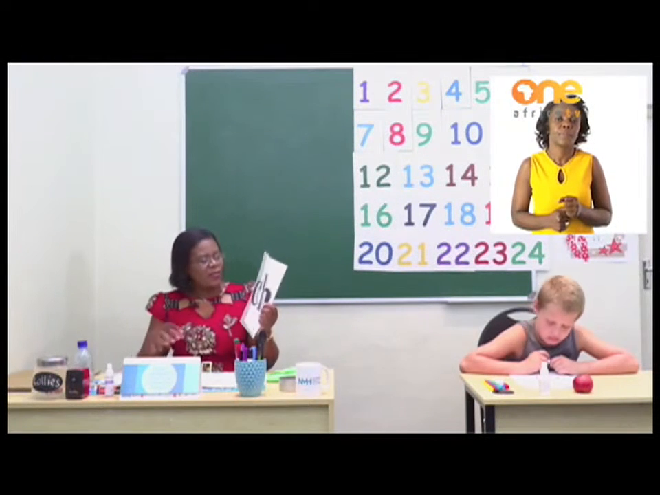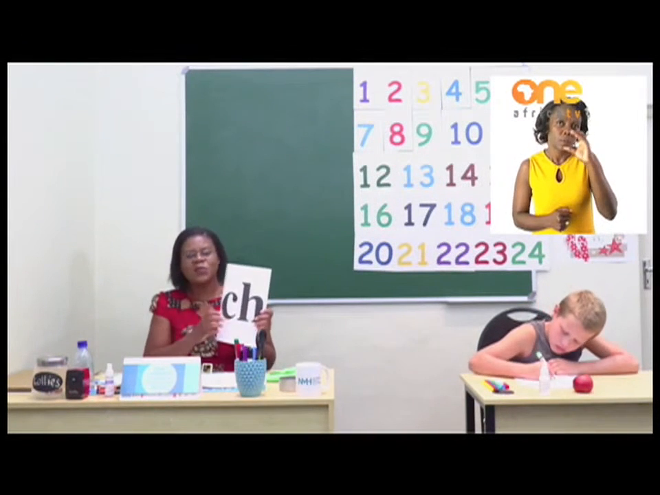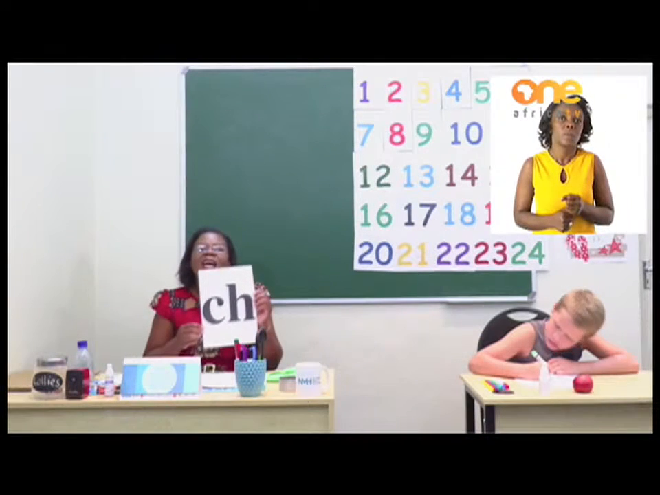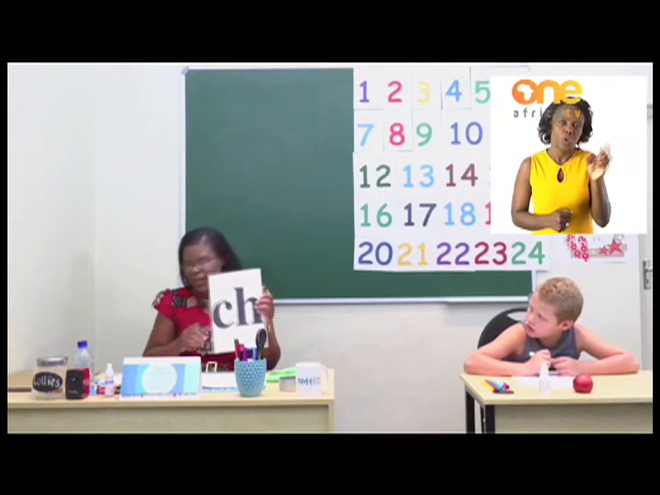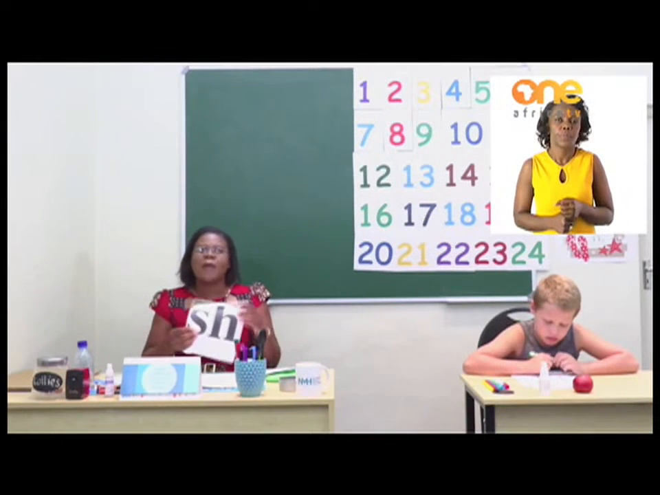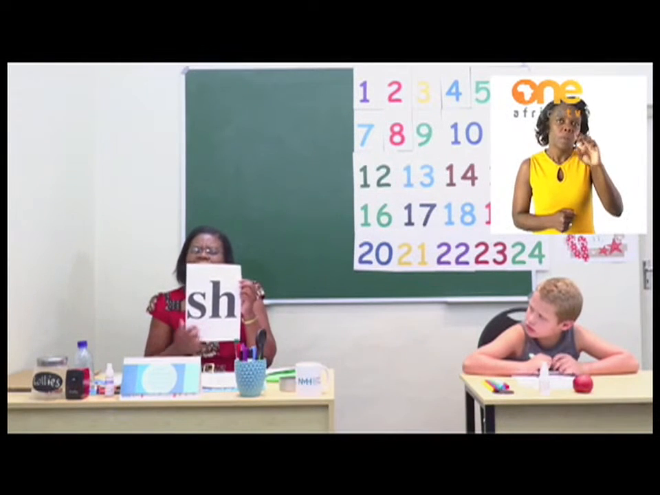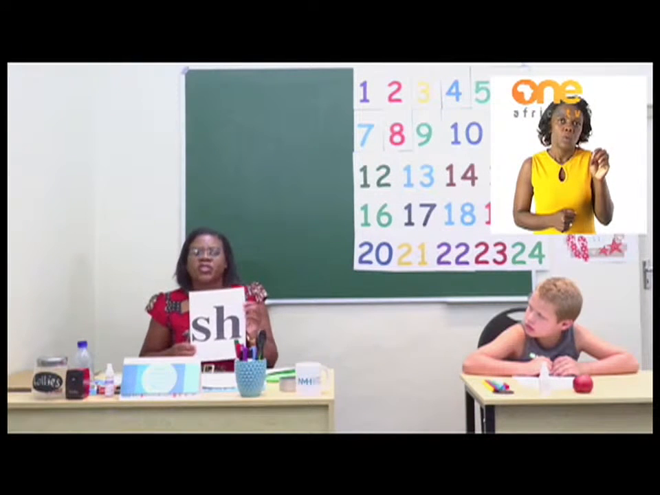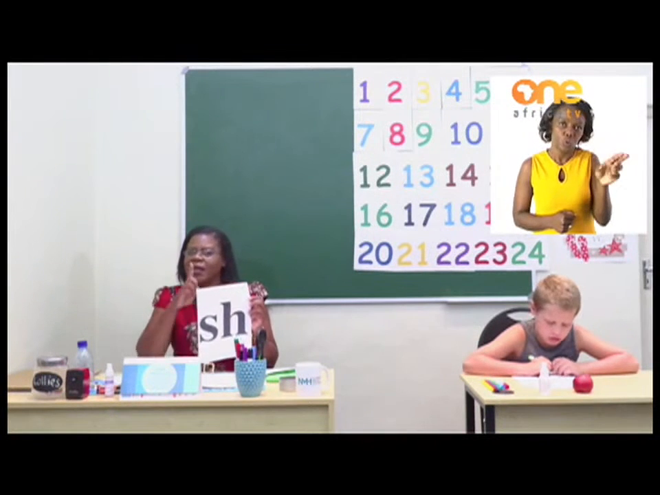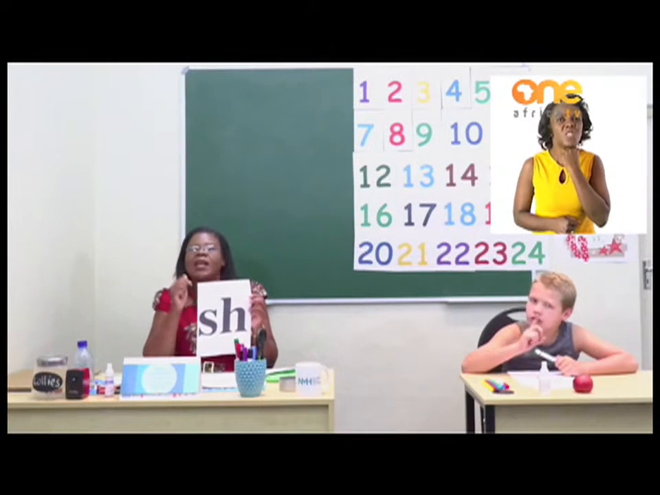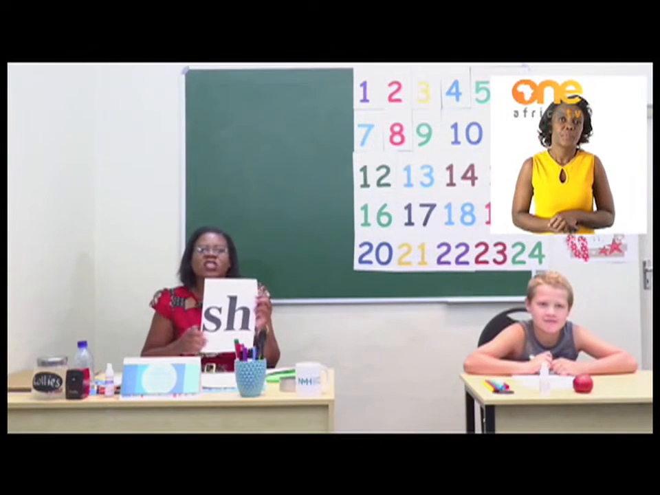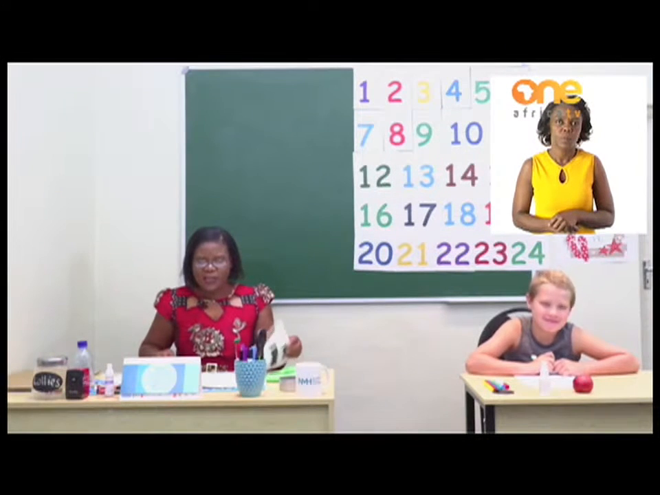Now, when the k and the h stand together, we say it's a ch. It's a ch. All right. But when the s and the h are together, we say sh. We say shh. Put your finger on your lip. It's a shh. S and a h. It's a shh. All right.